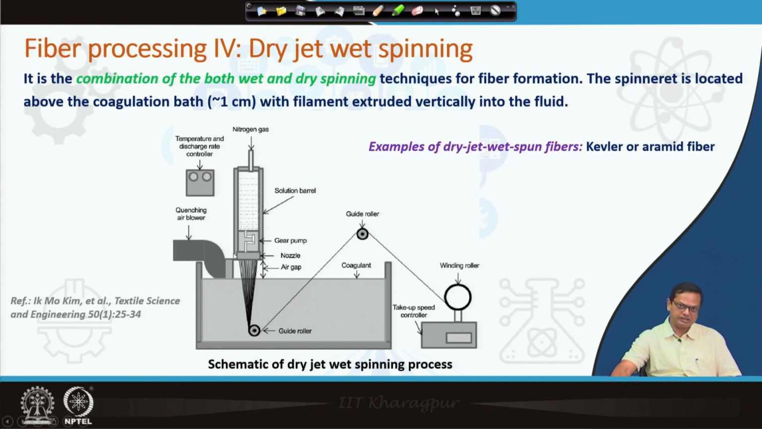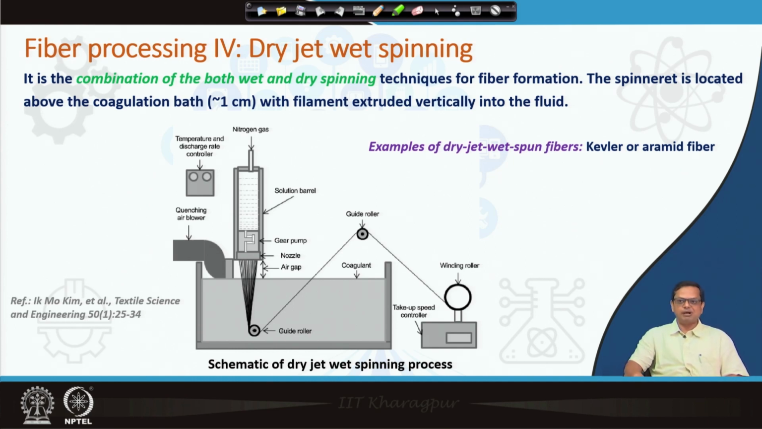and so basically if I stop it here, then it will look like a dry spinning. And then once it comes out, it moves through this air gap and then it moves into the coagulation bath. So, basically it is a wet spinning also. It is a combination of dry spinning and wet spinning, and that is why it is called the dry jet wet spinning method. That is the basic idea, and a very important fiber made by this method is Kevlar or aramid fiber. We will discuss Kevlar in detail at some point of time.